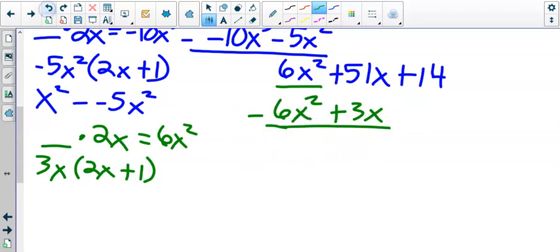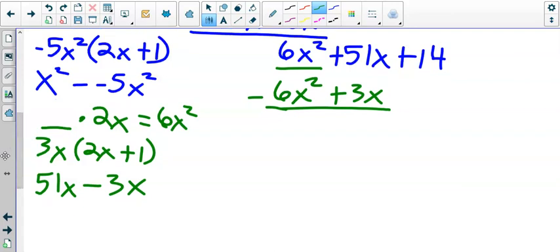So we know that those guys are going to disappear, the 6x squared. Then what we have here is 51x minus 3x. So what is 51x minus 3x? 48x, okay. Plus 14, because it trickles on down. And repeat again for the last time.